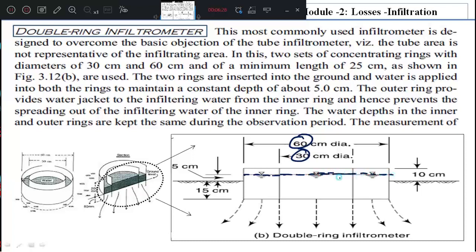Okay, in both you should maintain the same level, and the depth is there. No, depth depends on up to what depth you want to measure. Up to what depth you want to measure, that depth you can select the ring, but usually we will take a minimum of 25 centimeter depth.